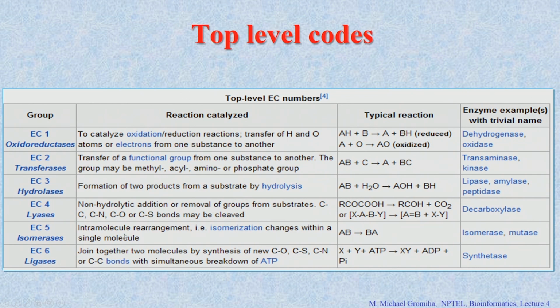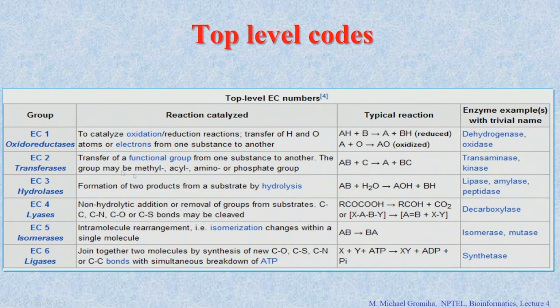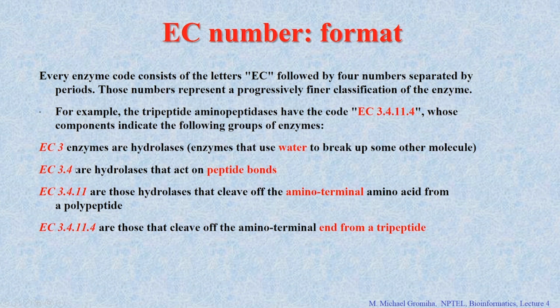Then each top level has subclasses. What is EC3? These enzymes are hydrolases, because they use water to break up other molecules. Then 3.4 means they are hydrolases that act on peptide bonds. Going to the next level, 3.4.11: 3 is the hydrolase, 4 is peptide bonds, and 11 gives the cleavage of the amino-terminal amino acid.